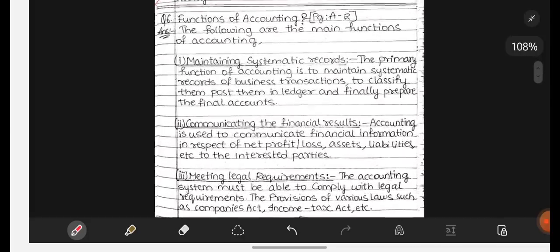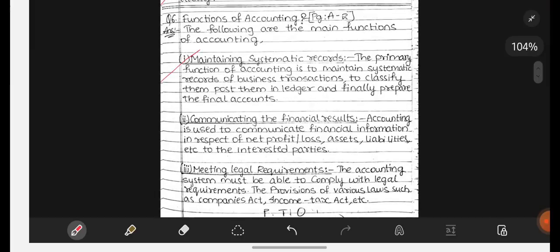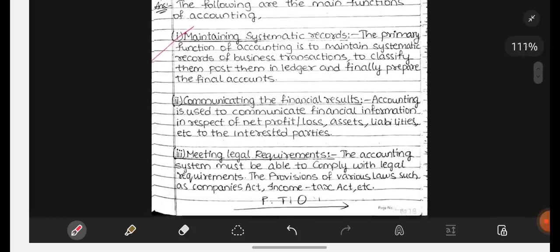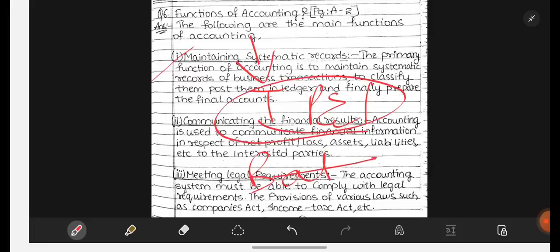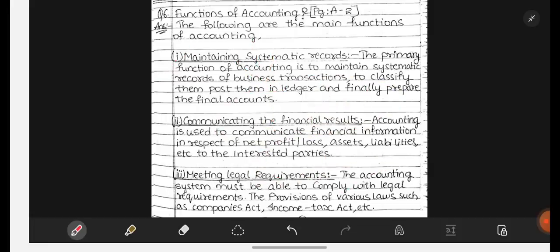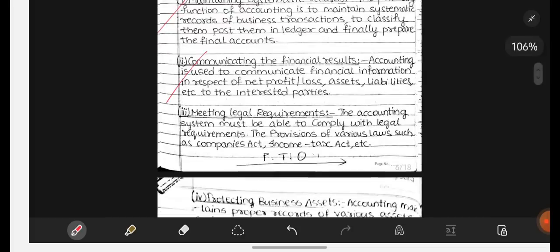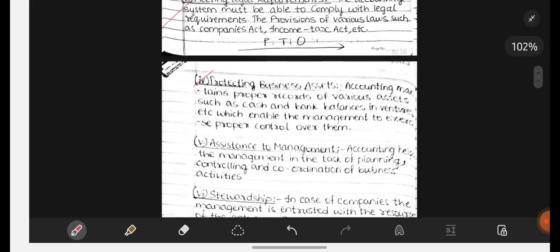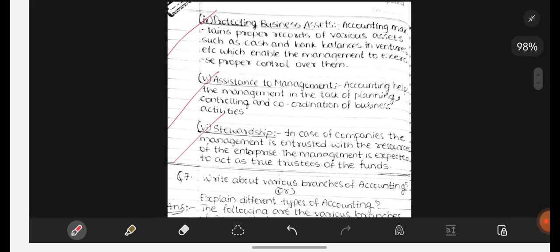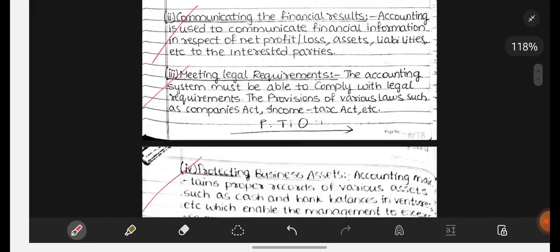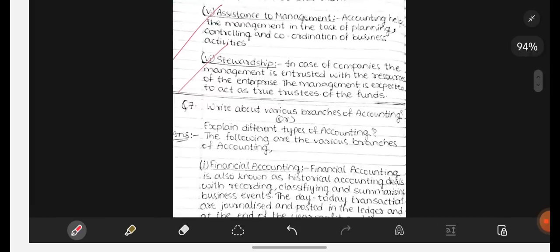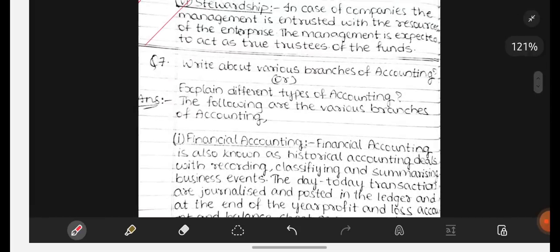Then, functions of accounting. You just see these functions: maintaining systematic records. A system should be there; without a system, there is nothing. If we are making final accounts, the trading and profit and loss account will be there, and the balance sheet will be there. Without this, can we make a balance sheet? No, that is not possible. So system is there, communicating the financial results, meeting legal requirements, protecting business assets, and stewardship. All these are the functions of accounting.